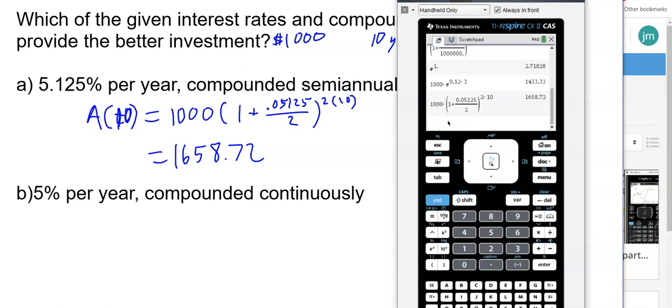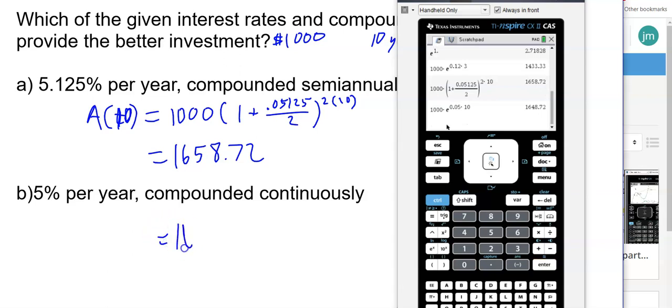Okay, let's use the PERT formula. So this would be 1,000, I think we start with, times e to the power of RT. So this one is 0.05, so less of an interest rate, the same number of years, since it will be 10 years. And you get 1648.72. So it's interesting, you get $10 less.